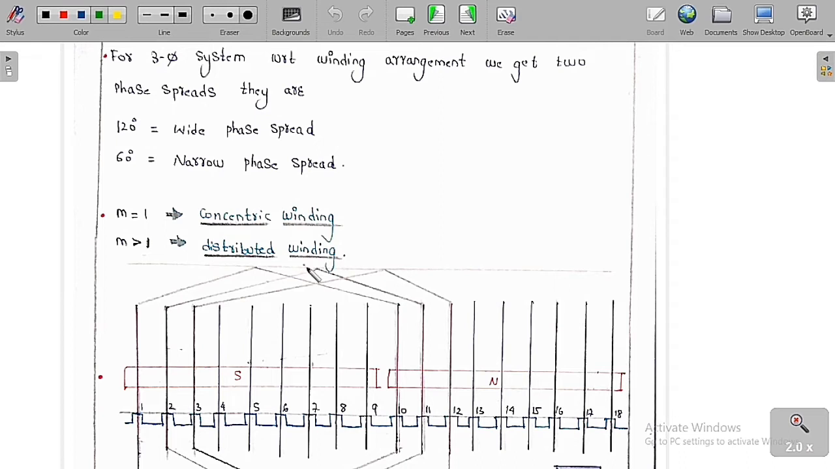Whenever m is greater than 1, it is called a distributed winding. Concentric winding is always used in the transformer, and distributed winding is used in the remaining machines except the transformer. So whenever m is equal to 1, it is concentric winding, and whenever m is greater than 1, it is a distributed winding.